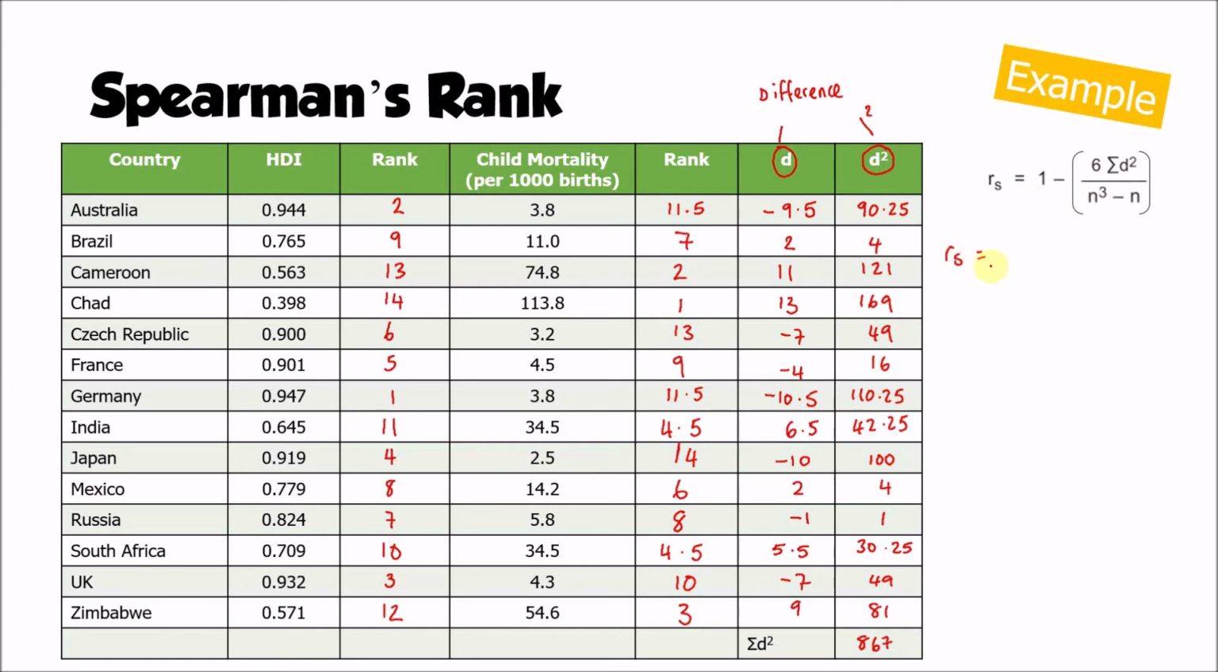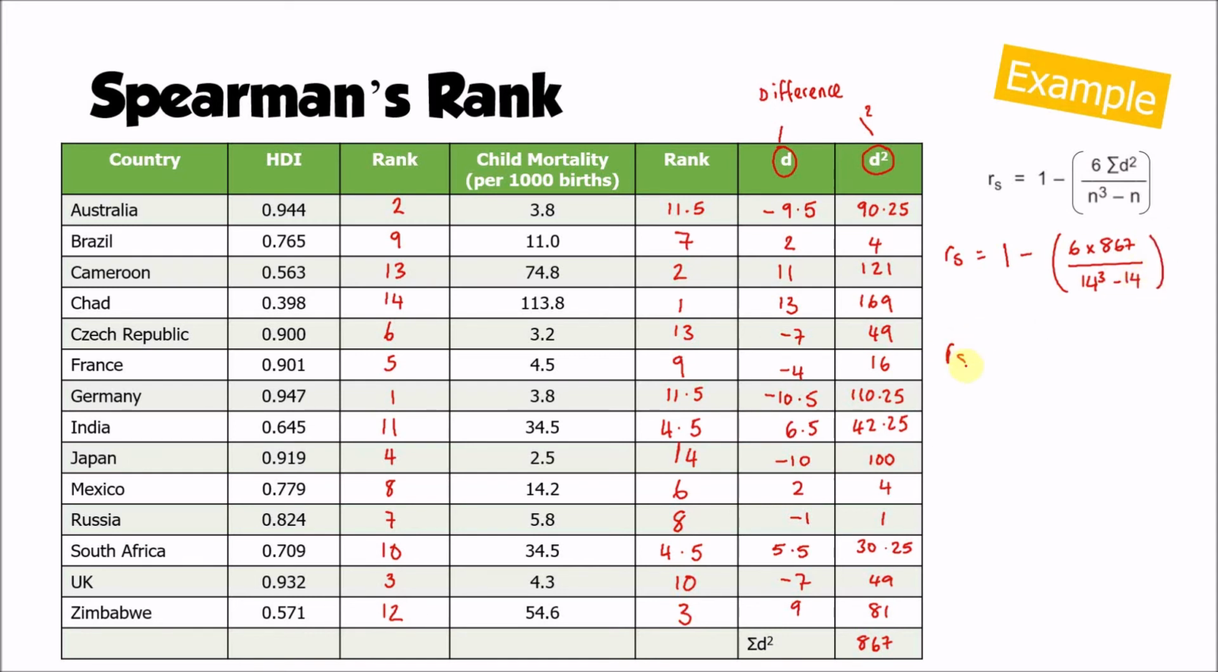So it says here Rs equals 1 minus 6 times the sum of D squared. So 6 times 867, divided by n cubed minus n. And n is always the number of observations or number of samples that we've got. In this case, the number of countries, which is 14. So that would be 14 cubed minus 14.